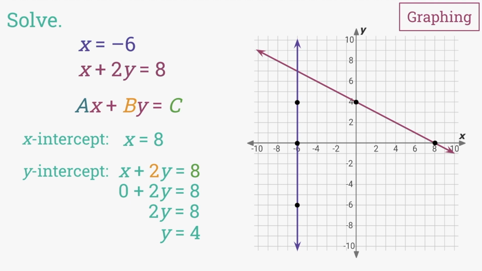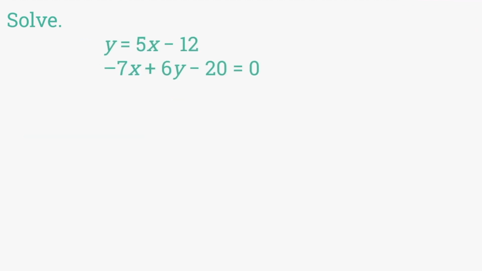Great, we have both lines graphed, so now we can solve the system. Where do the two lines intersect? At the point (negative 6, 7). So the solution to this system is (negative 6, 7). Let's look at another problem. Here we need to solve the system y equals 5x minus 12 and negative 7x plus 6y minus 20 equals 0. Since y is already isolated in the first equation, let's use substitution here.